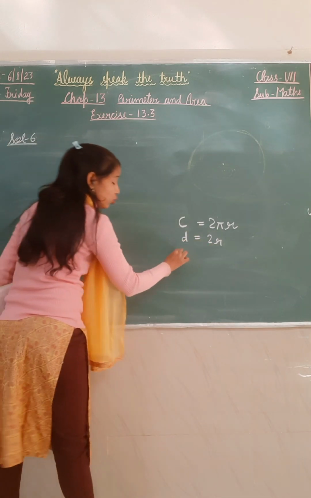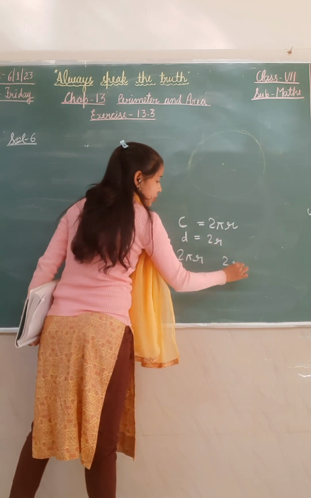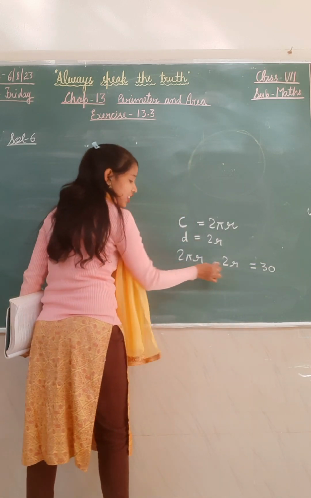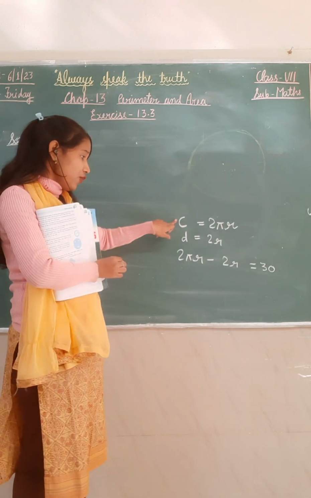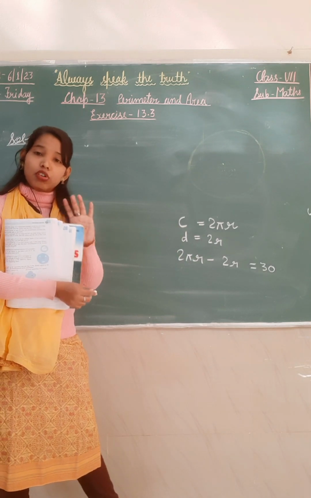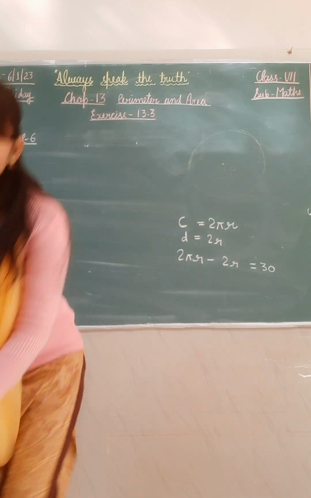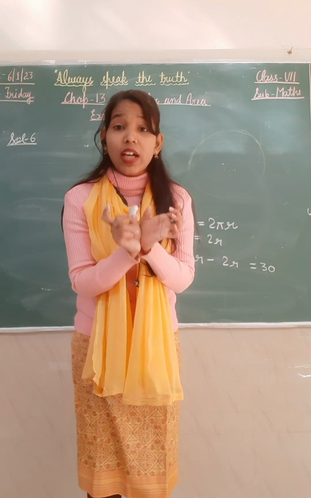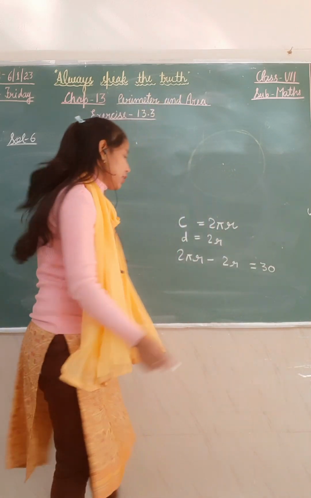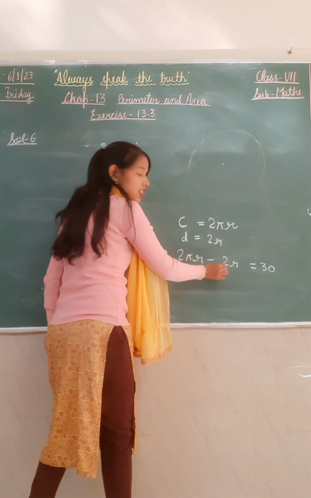So it is saying that 2 pi r is greater than 2r, the diameter, by 30 centimeter. That means if we find the difference of circumference and diameter, it will be equal to 30 centimeter. Got it or not? There are two things: circumference and diameter. The circumference is more than the diameter by 30 centimeter. That means their difference is 30 centimeter.